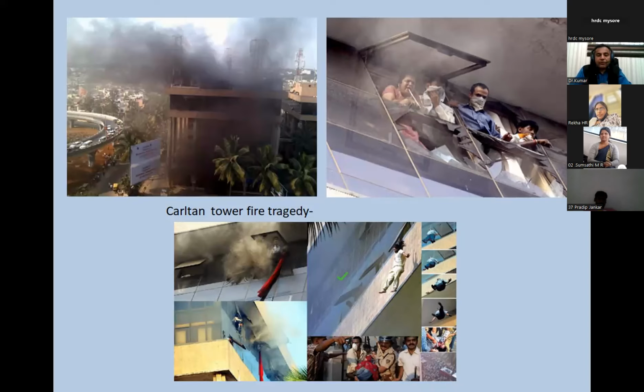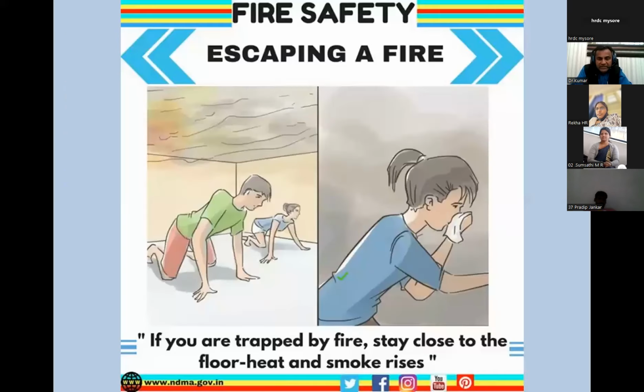Never try to jump out from either the first floor or second floor or whatever the height. Nobody can assure you that the person will be alive. Okay. So how to save themselves if you are trapped by a fire and the smoke? If you happen to be inside a room or a chamber which is trapped by the fire.